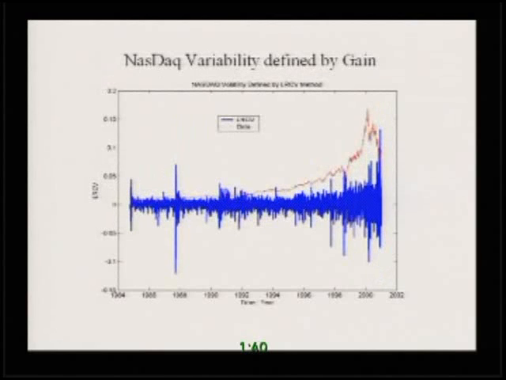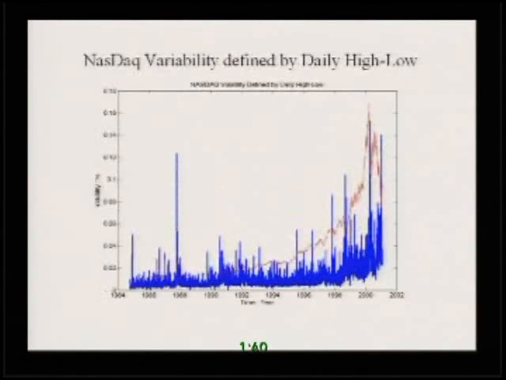This is measured by gain. Measured by gain, it's much bigger. It's 10% here. It's already 10% there. So the fluctuation is much higher, but the trend is the same. And this is high and low. So high and low is also very large, fluctuates very large. But by and large, it's still getting more volatile as we get closer to the present time.